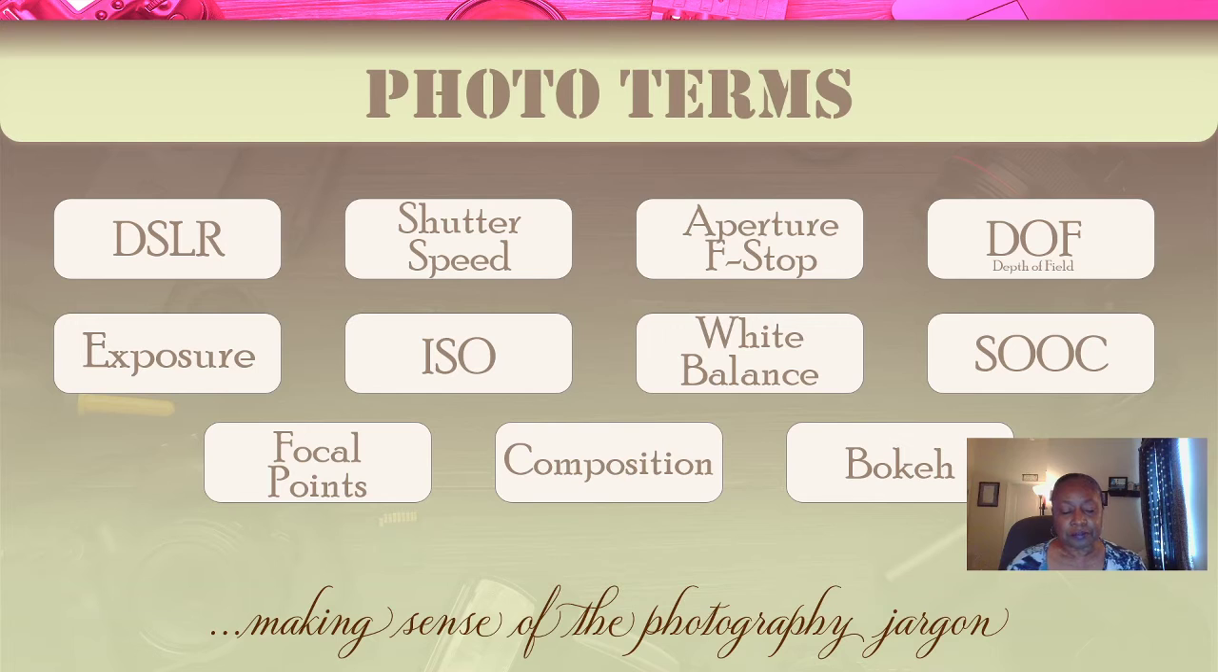And so that's how we can get the color cast out, so the subjects appear more white in person. And that's especially true with people shots. You want to get that brightness of the skin tones right out of the camera, which is our next term, which is SOOC, which is straight out of the camera.